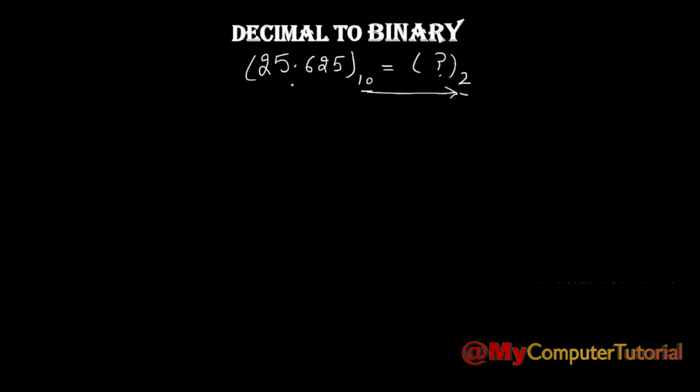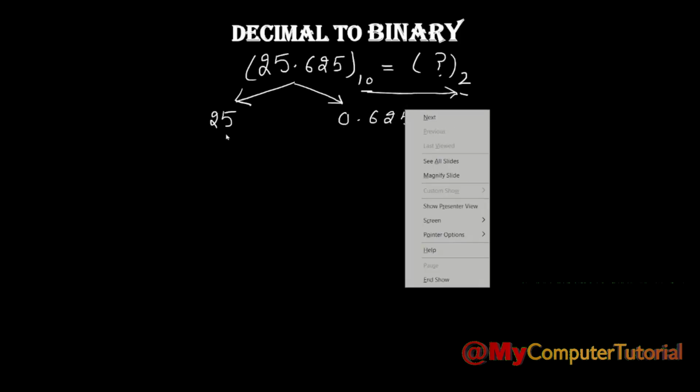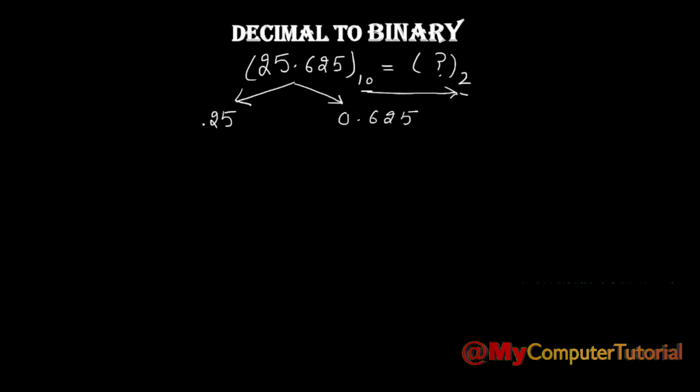So we have to divide this number into two parts, that is whole number and fraction, that is 25 and 0.625. We will convert these two parts independently. First we will convert this 25 into binary by successively dividing it by 2.